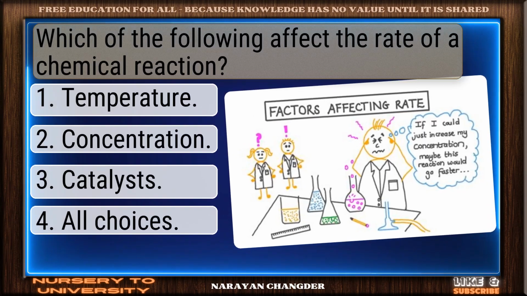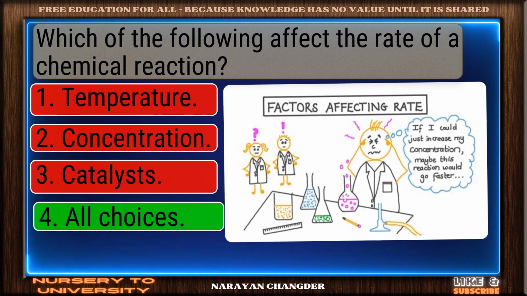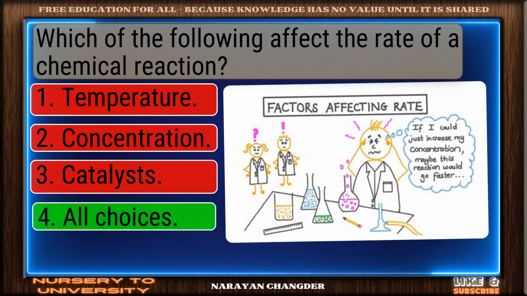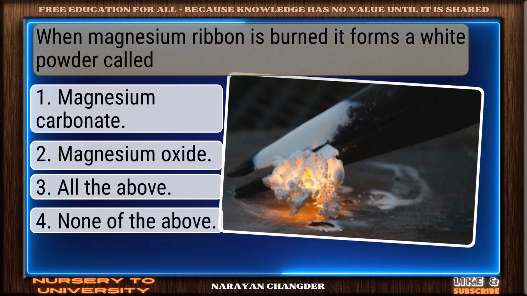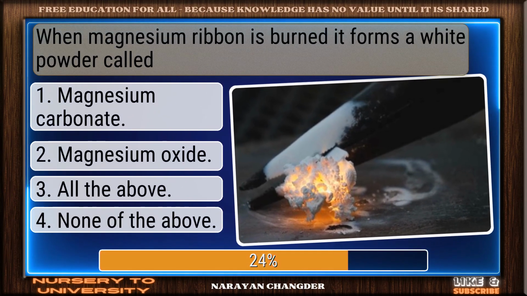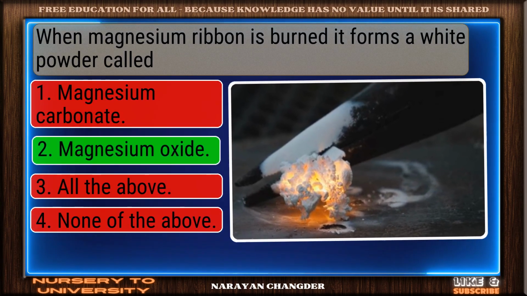Which of the following affect the rate of a chemical reaction? Well done. All choices is right. When magnesium ribbon is burned, it forms a white powder called. Bravo! Magnesium oxide is the answer.